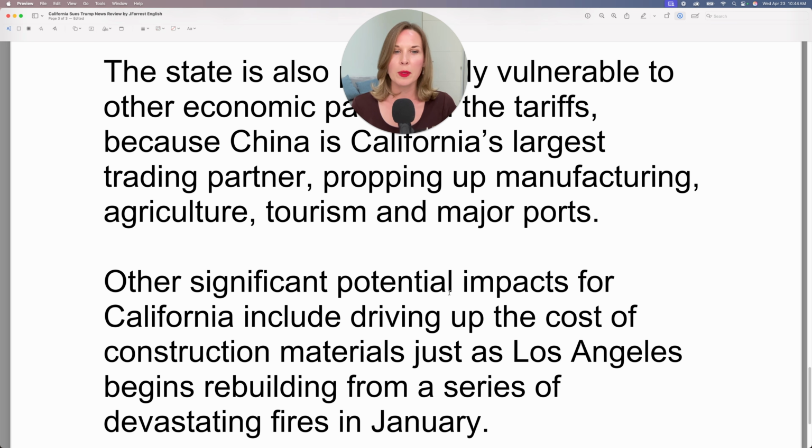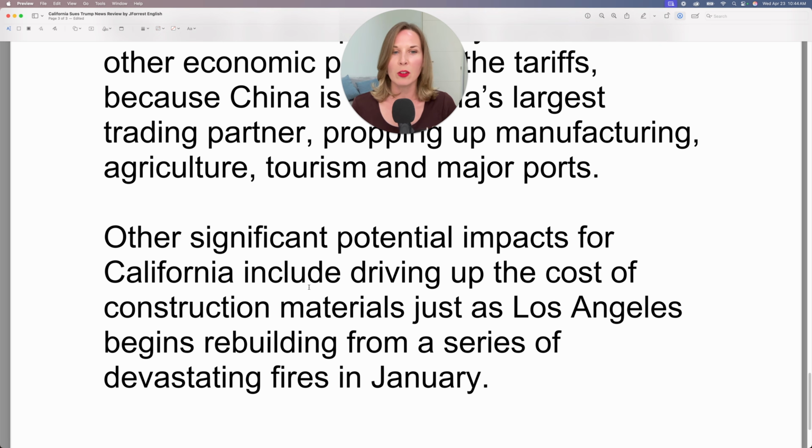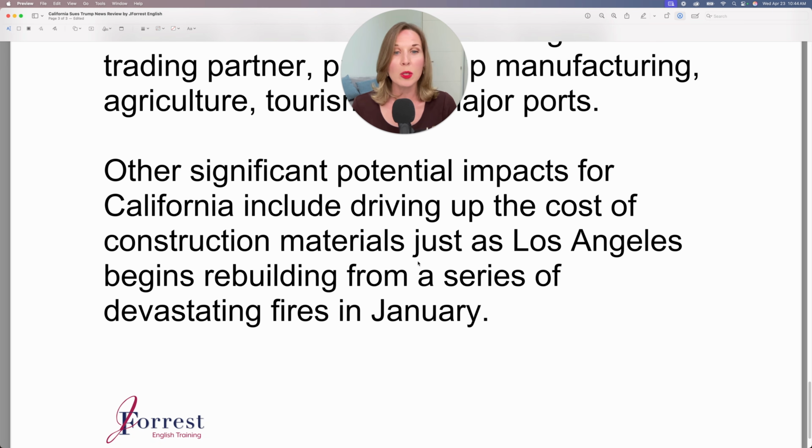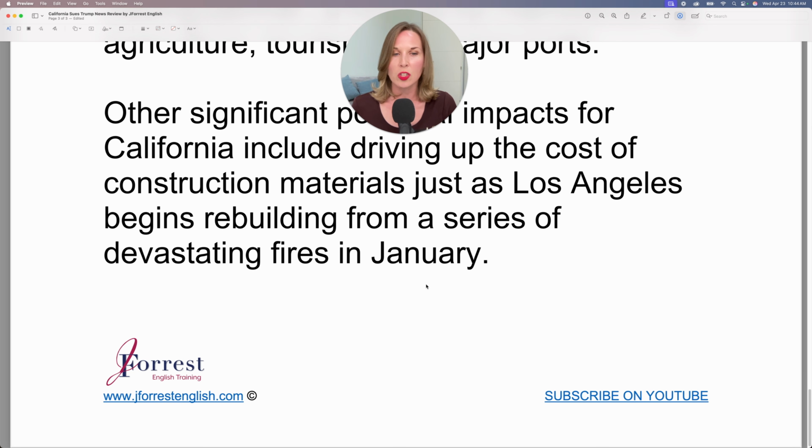Other significant potential impacts for California include driving up the cost of construction materials just as Los Angeles begins rebuilding from a series of devastating fires in January.